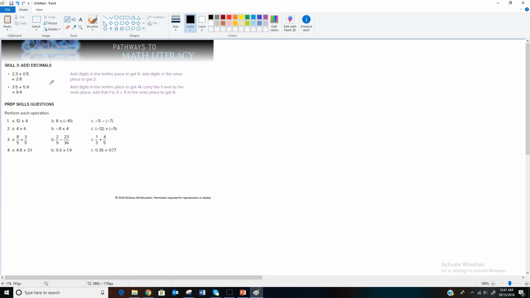So now we're on to skill 3, which is adding decimals. We have 2.3 and we want to add 0.5. So I'm just going to write it like you would if you were hand adding these, one above the other, so we can get things lined up. So 3 and 5 is 8, 2 and 0 is 0, and then of course we're going to put the decimal in the right location. And then if we have to carry, we carry just like we do if this was 35 plus 59.